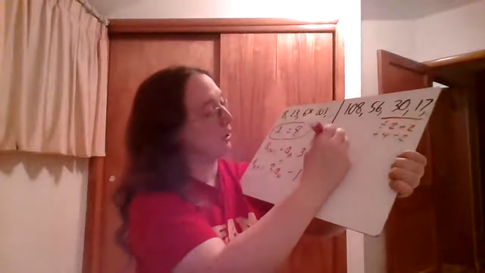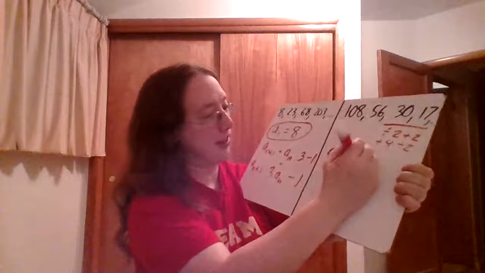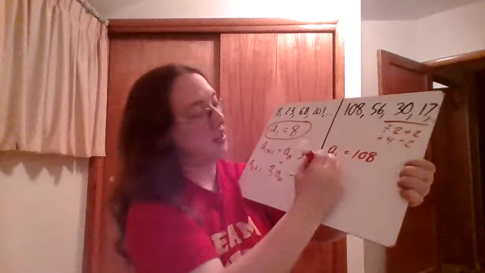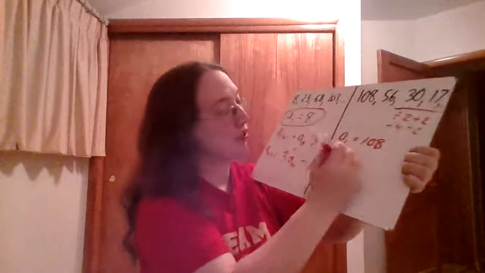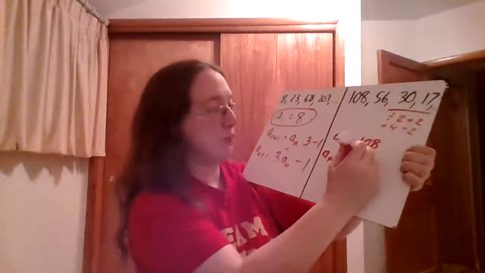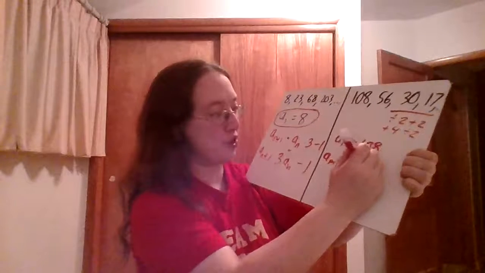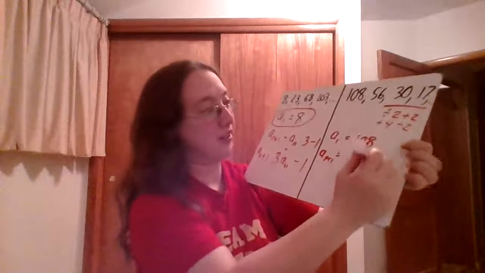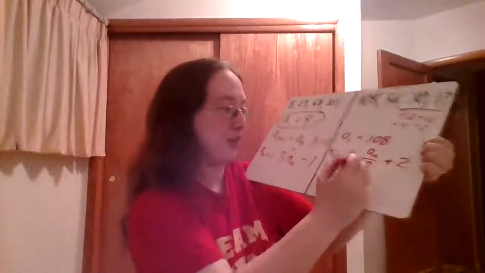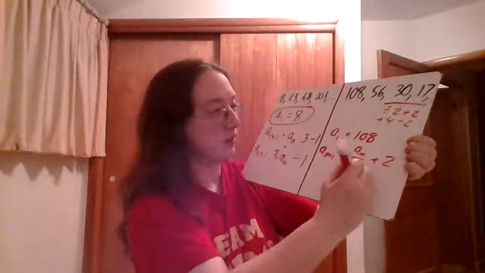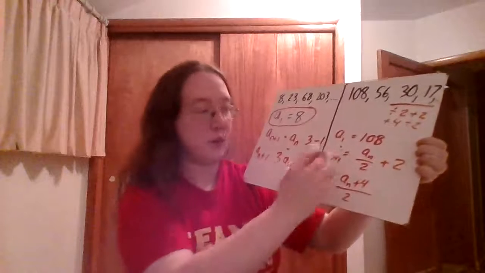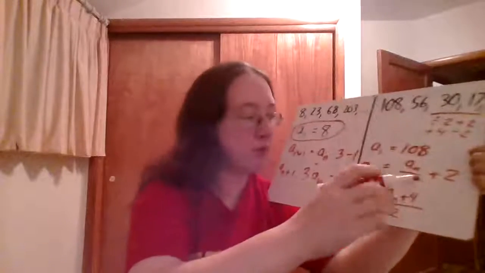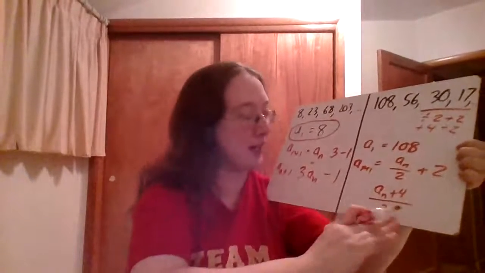So again, we're going to start off with our first term is 108. And then to get to our next term, n plus 1, we're either taking our previous term and dividing by 2, which I'm going to write as a fraction, and then adding 2, or we said the other thing that could work is if you said we're adding 4 and then we're dividing by 2. So either of those things would be okay, because those are both ways to get to the right answer.